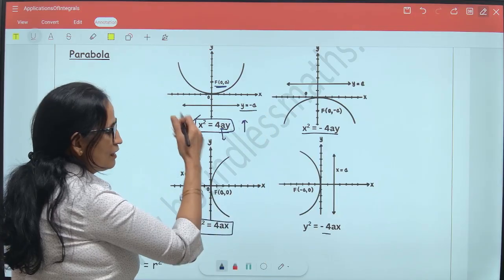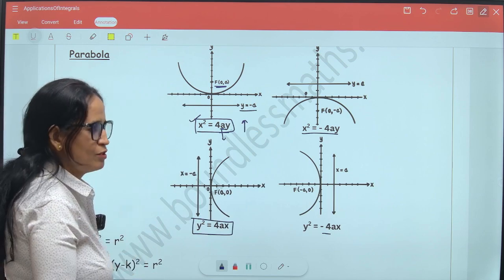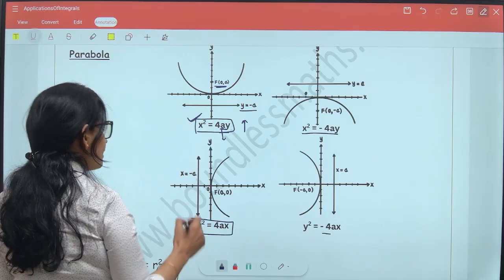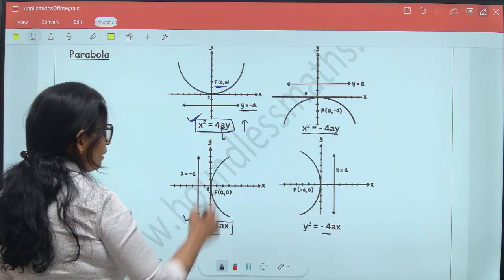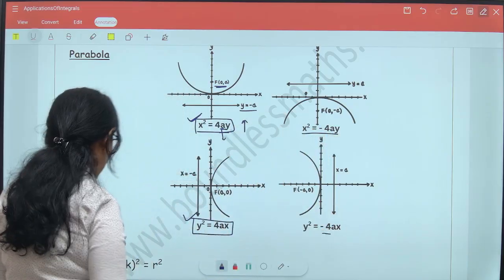So it was just a recap so that when you come across questions where the word directrix or maybe the focus is used, you understand what it means. Now these are the two equations that are mostly used, x square equals 4ay and y square equals 4ax, and the corresponding negative counterparts you can remember.